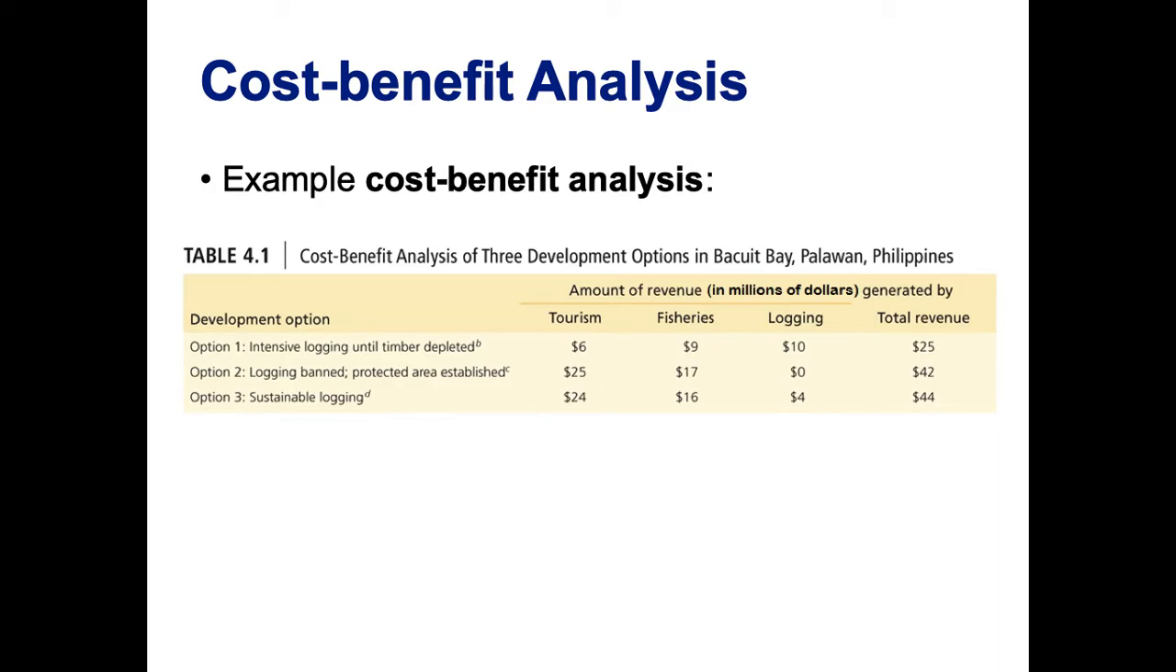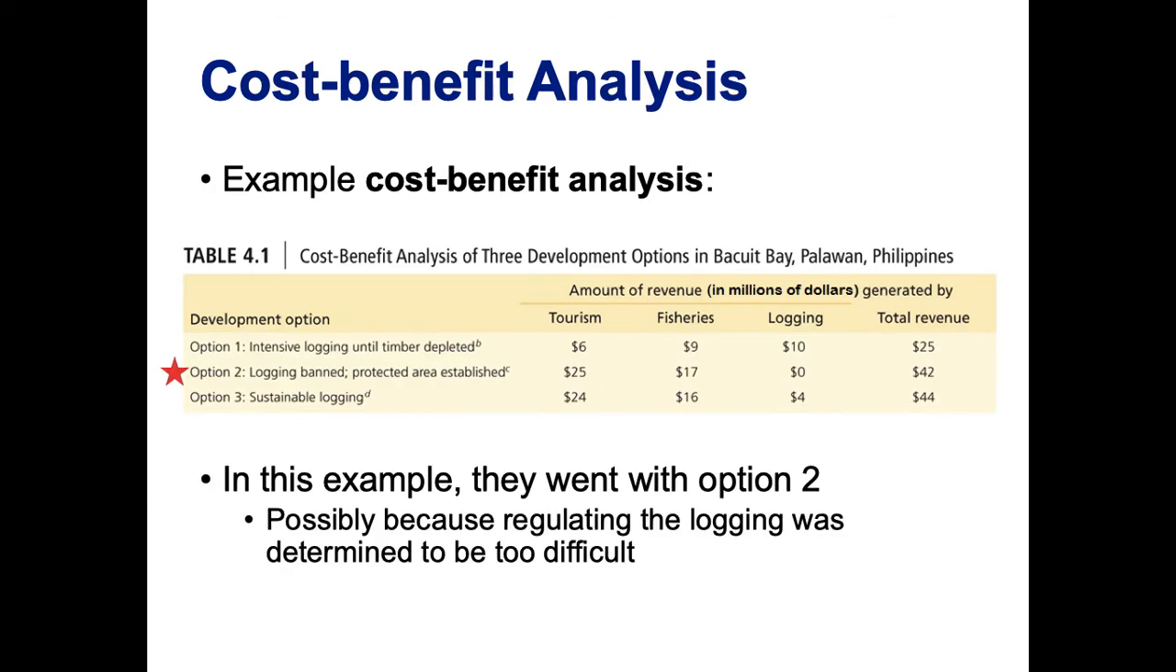They ultimately decided to go with option two, which does have a little bit less total revenue, but they thought it would be very difficult to regulate sustainable logging. They thought it would be easier just to say, hey, I see someone logging, that's not allowed. So that's what they ended up choosing, but they did use this as a way to make their decision.